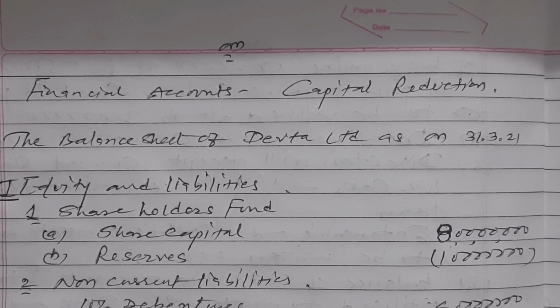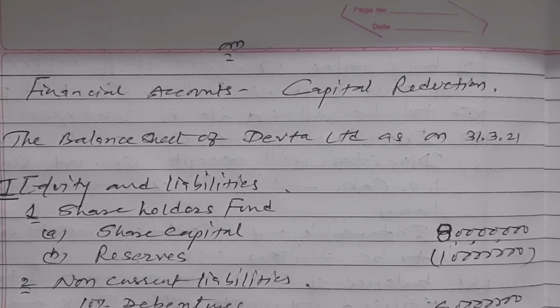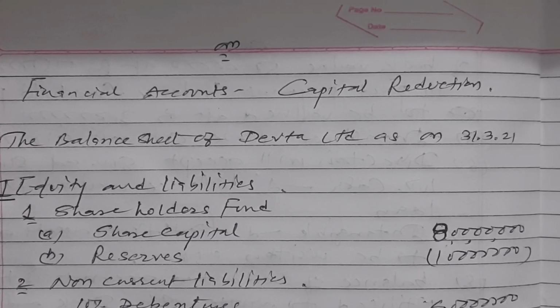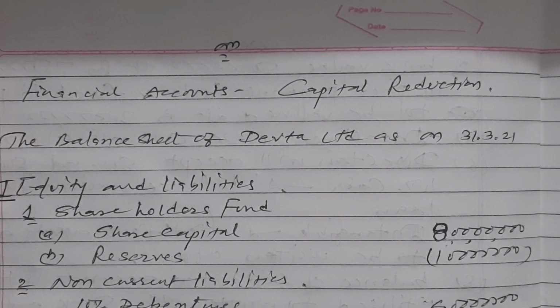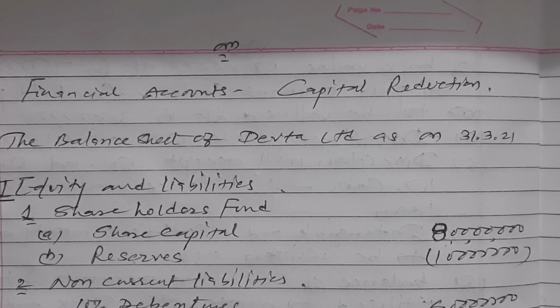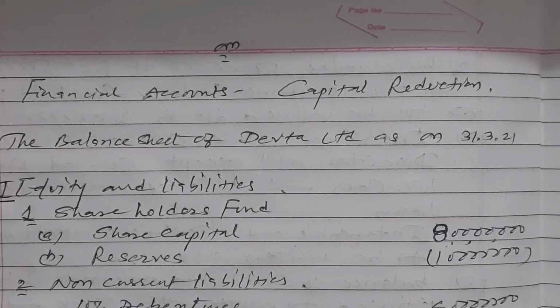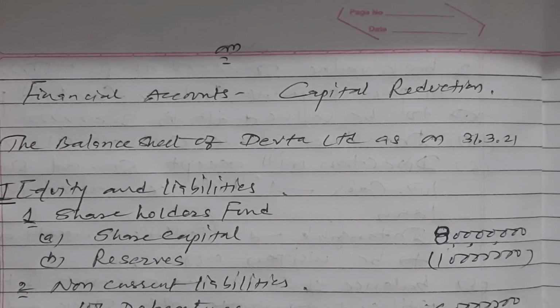In this lecture we are going to solve a question of capital reduction in financial accounts. As you can see, the question is the balance sheet of Devta Limited as on 31st of March 21. Under the heading of equity and liability, shareholder funds show share capital of 8 crore and reserves negative minus 1 crore.